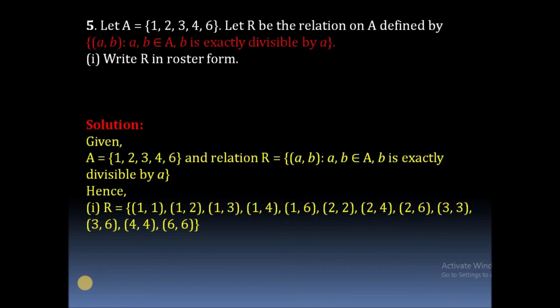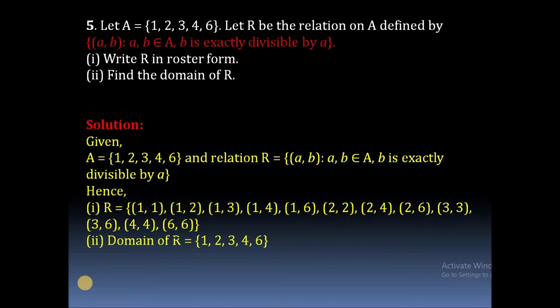अब हम 3 पे आते हैं. 3, 3, 6 देन कम टू 4, 4, 4 को 6 के साथ नहीं कर सकते, वो डिवाइड नहीं होगा कंप्लीटली. देन 6, 6. राइट, R इन रोस्टर फॉर्म हमने लिखा. फाइंड द डोमेन ऑफ R. डोमेन दैट मीन्स ऑर्डर्ड पेयर का फर्स्ट एलिमेंट, तो हमें मिल रहा है 1, 2, 3, 4, 6. रेंज पूछा गया है. रेंज दैट मीन्स ऑर्डर्ड पेयर का सेकंड एलिमेंट, तो रेंज मिल रहा है 1, 2, 3, 4, 6. दिस टाइम डोमेन और रेंज दोनों ही हमको सेम मिल रहे हैं.